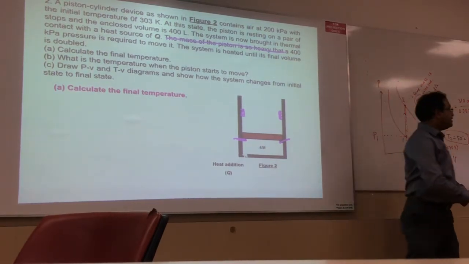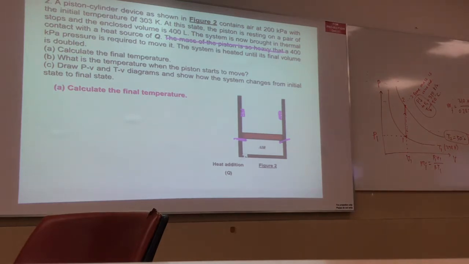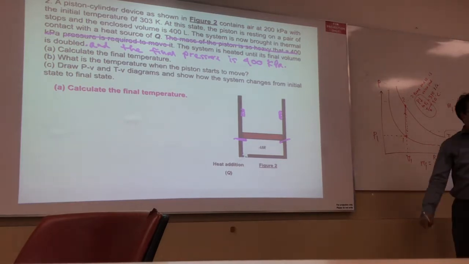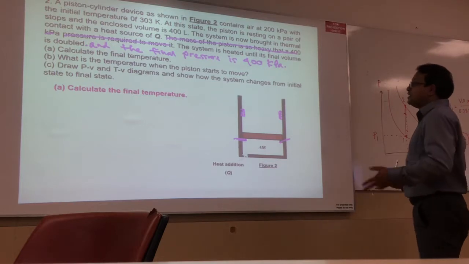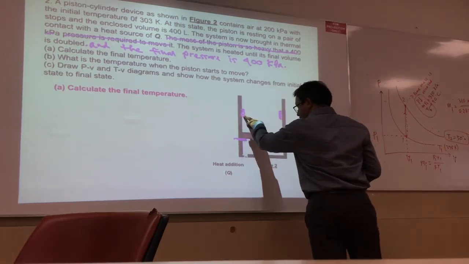Understand? In that case, this is the final pressure, right? The final pressure is, in that case, you can write down the question, right? Final volume is double, and the final pressure is 400. Okay. So now they tell you calculate the final temperature, calculate the intermediate temperature here.